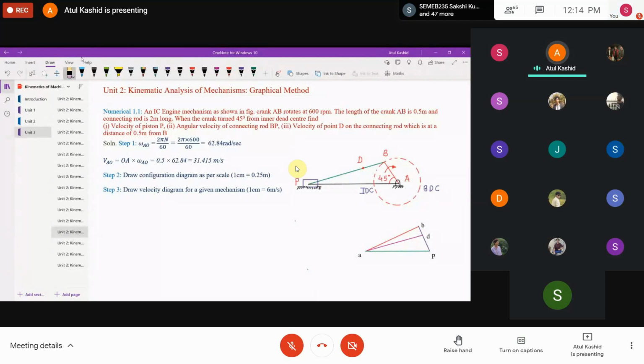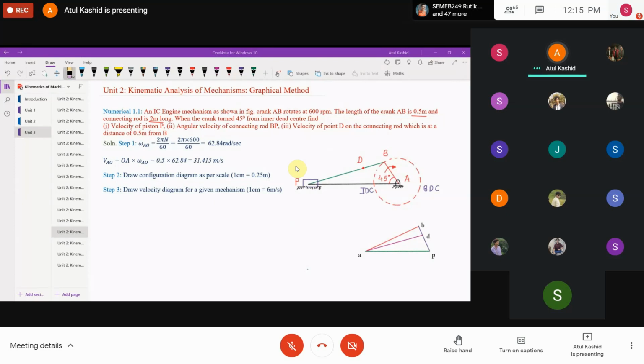In the second step, we are going to draw the configuration diagram. So what is a configuration diagram? It is drawing the same diagram which is given in the question to scale. Here we can consider 1 centimeter equals 0.25 meter, because crank AB is 0.5 meter and the connecting rod is 2 meter. So accordingly, we have to draw the configuration diagram. I will give you 5 minutes to draw the configuration diagram.